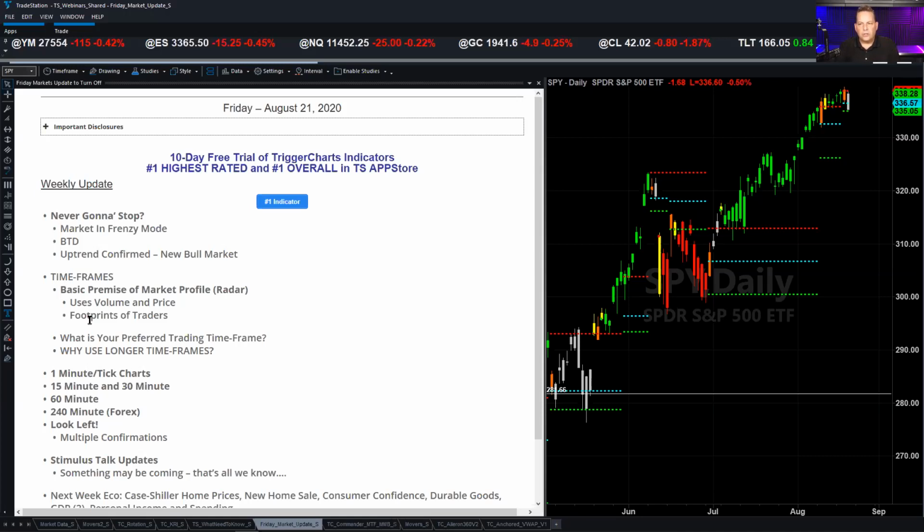Now, one of the things that's really important, if you look to the chart to the right here, is to recognize that when we're looking at these charts, and particularly these altimeter levels, which is an algorithm based on a market profile, or as we call it, the radar. These are important levels that combine some components. It's not just simply drawing a line for support, resistance, and the midline, which you see there.